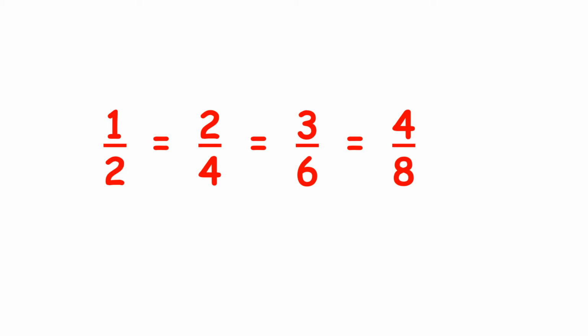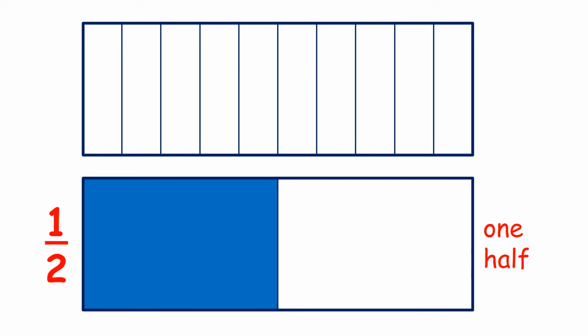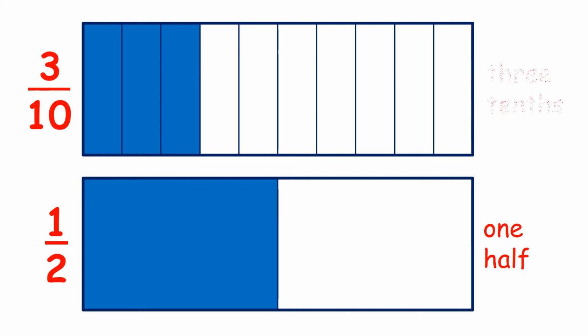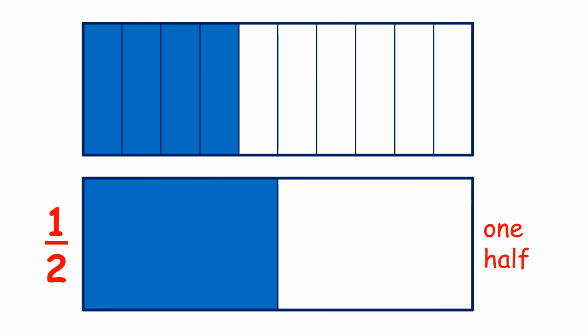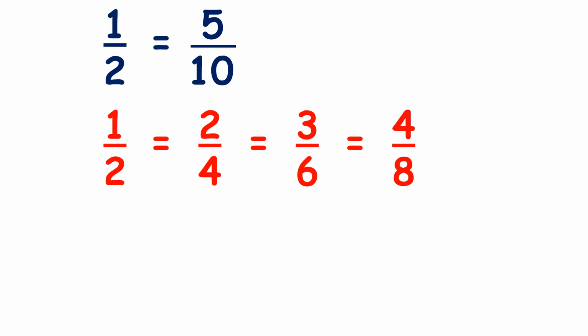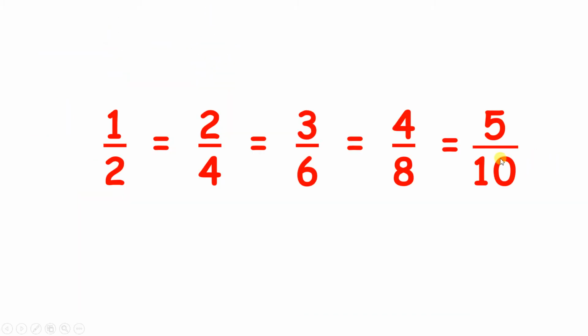Now you're probably beginning to spot a pattern here, so let's just look at one more equivalent fraction. Here we have tenths, so we can count 1/10, 2/10, 3/10, 4/10, 5/10. So 5/10 is also equivalent to a half. So let's put 5/10 on our line of equivalent fractions.